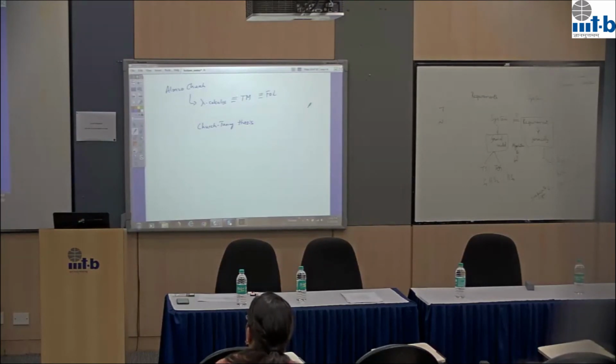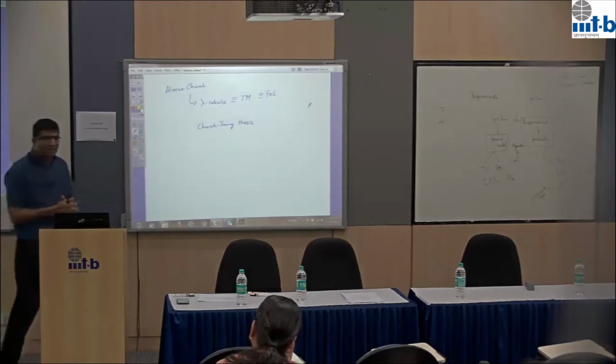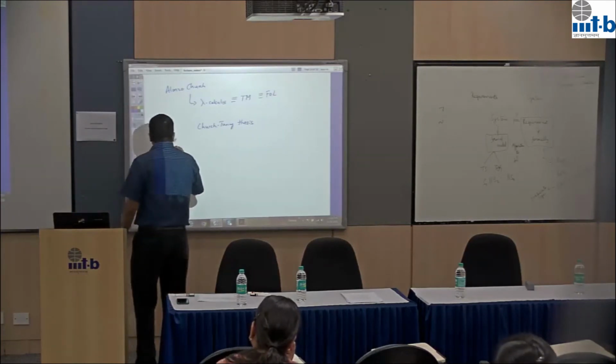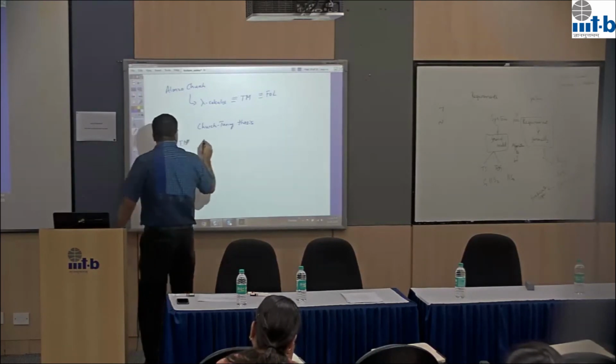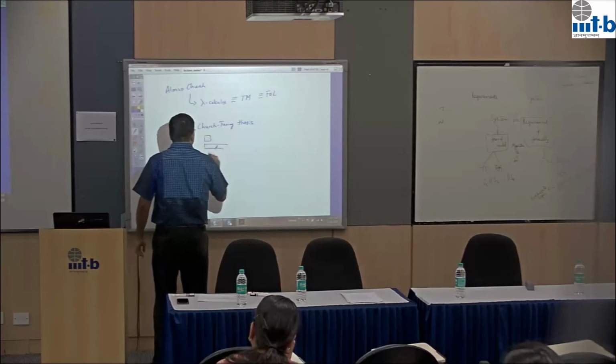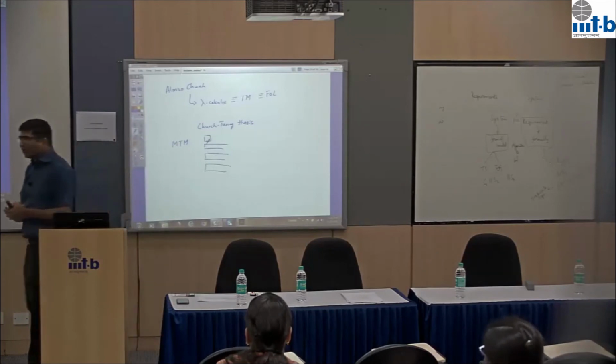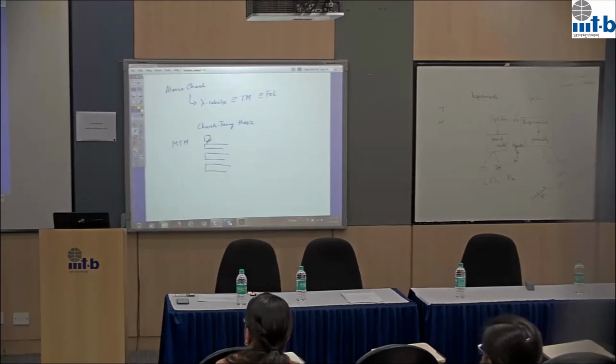Find a new kind of mathematical model that does something more than a Turing machine, which you can prove that a Turing machine cannot do, right? So people have tried all kinds of things. For example, something called an MTM, a multi-tape Turing machine. So instead of one tape, can I have multiple tapes? So will it increase the expressiveness? So how do you show that this does or does not?